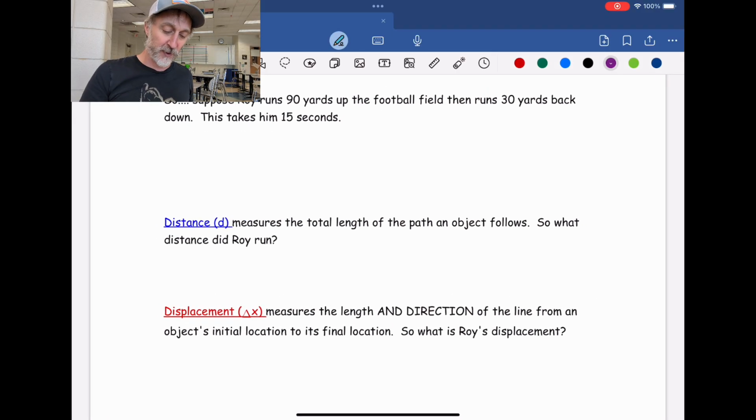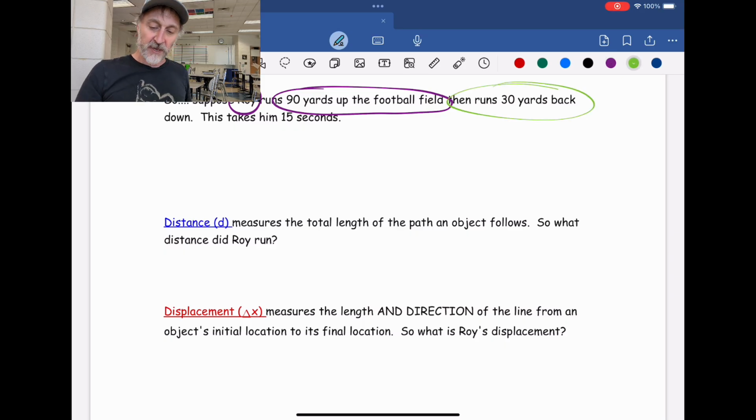Probably the easiest thing to do is just dive in and do an example. In this example, we've got Roy. You're gonna hear a lot about Roy this year. He's a recurring character in the problems that you'll be doing this year. The first thing he does is he runs 90 yards up the football field, and then he turns around and he comes back 30 yards. And the problem tells us that this takes a total of 15 seconds.